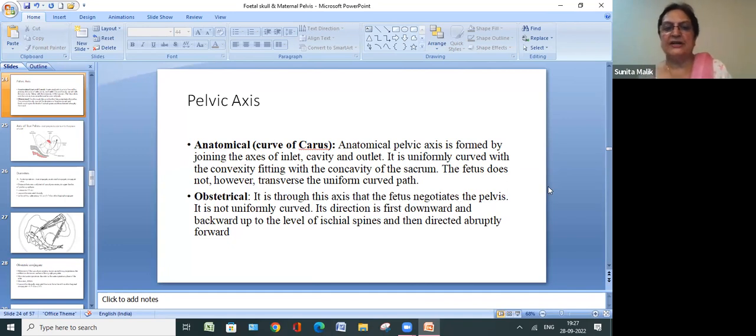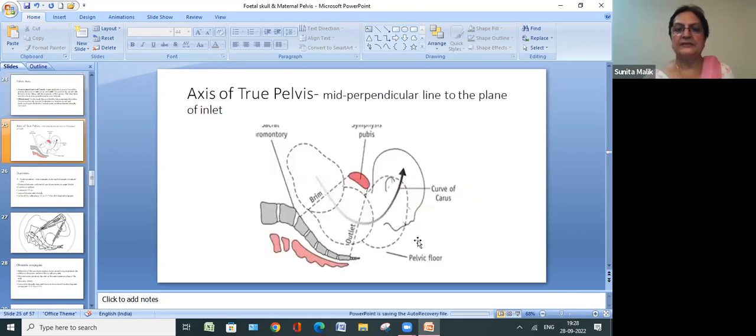However, the fetus does not traverse this uniform curve. The obstetrical axis is the path through which the fetus negotiates the pelvis. It is not uniformly curved. Its direction is first downwards and backwards, up to the level of the ischial spine, and then abruptly forward. This is how you can see. From the brim, it goes down and back towards the sacrum, then almost straight, and as soon as it reaches the outlet, it goes up. So that's what the curve carries as far as the axis of the pelvis is concerned.